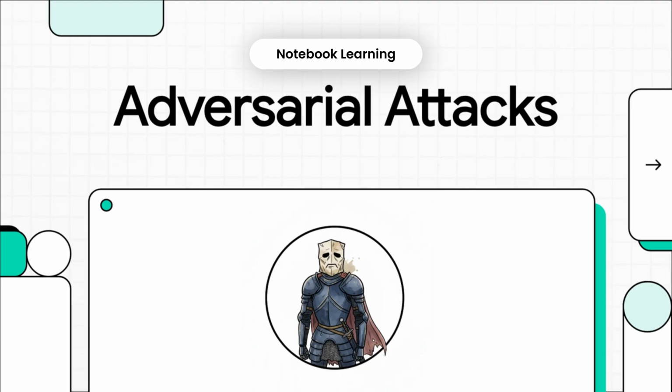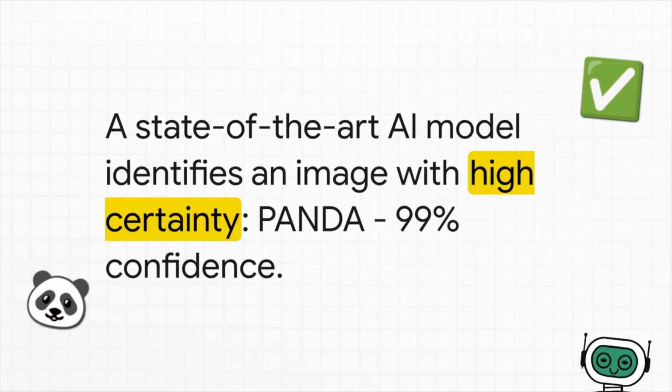Welcome to day 92. We tend to think of modern AI models as being incredibly reliable, and they are, most of the time. But what if that reliability is actually more fragile than it seems? So let's take a look.